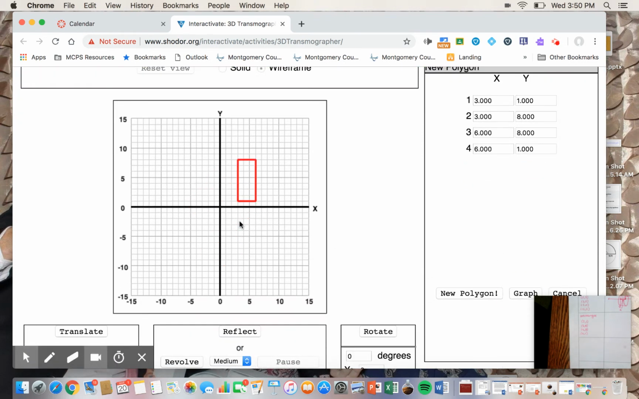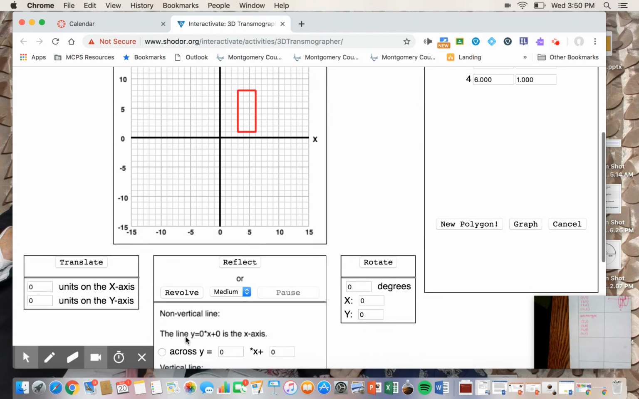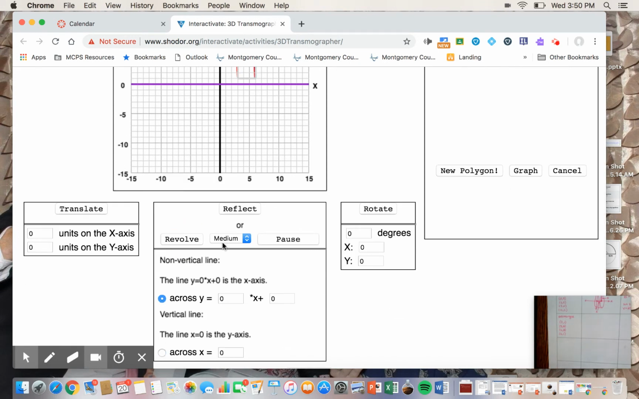Graph. Oh, look, it's not on the x or the y axis. So things might be a little bit different. When it's rotating, it's not touching either one of those axes. So let's start it again. Let's make sure we rotate around the x-axis first, because that's what my paper asked for. So let's revolve it.